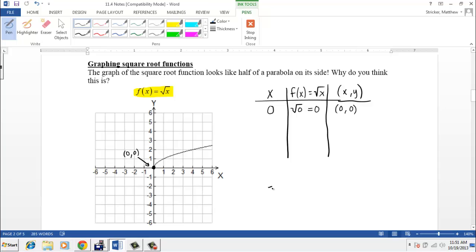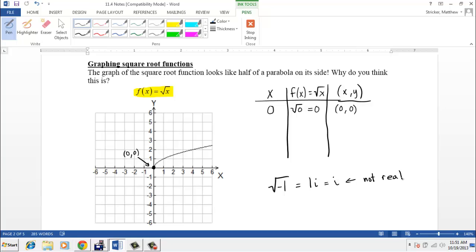Notice, could we take the square root of, say, negative 1? Well, we could, but it's i, which is not real. Can we graph something that's not real? Absolutely not. So for this one, there is a restriction on the domain. It's not all x's, it's only x's that are positive and 0.